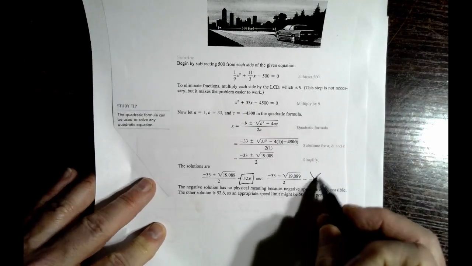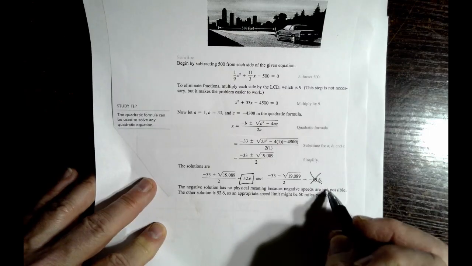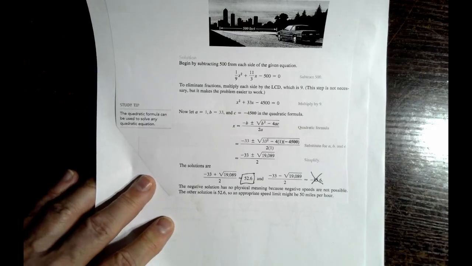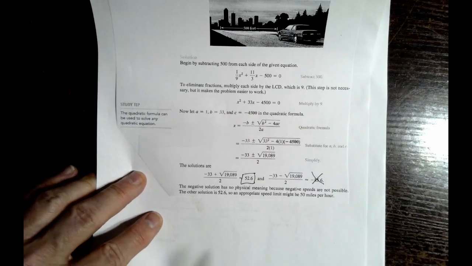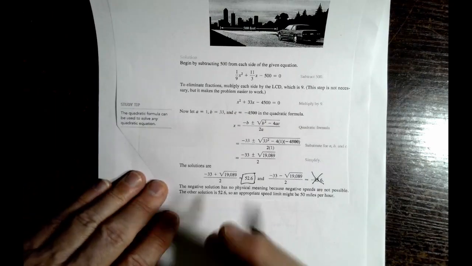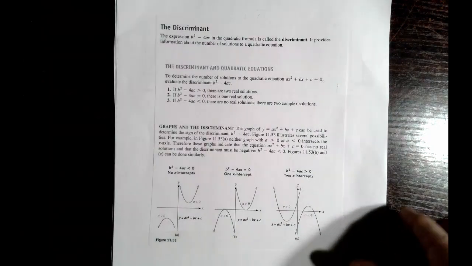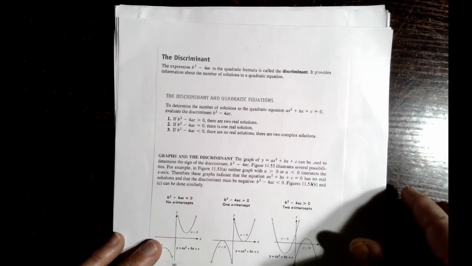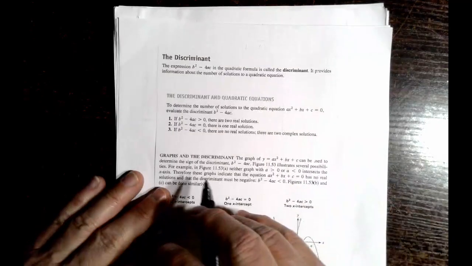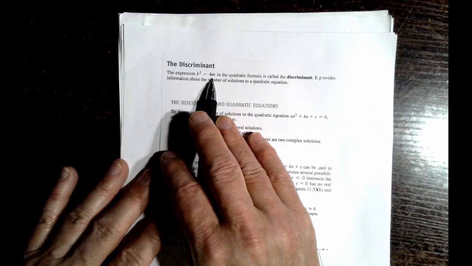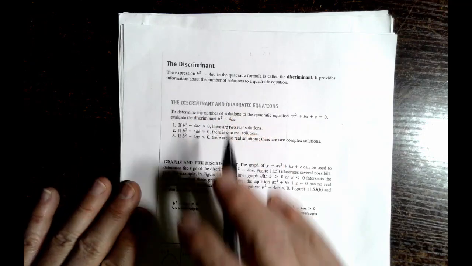Well, you can't be going a negative speed, so the negative number's out. But positive 52 miles per hour, that's your answer. So you can be going 52.6 miles per hour or slower and still have time to stop before you hit the deer. Now the item under the square root has a very specific name. It's called the discriminant. It's the b squared minus 4ac. That will determine what type of answers you get.